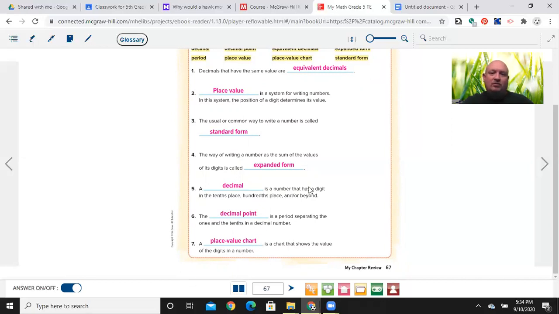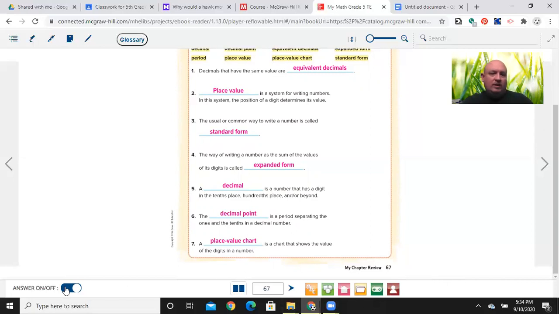And number 7, a place value chart is a chart that shows the value of the digits in a number. Much of this vocabulary will be on the test when I write it this week, and it's important that you know them. If you need to review this a few times, pause the video, and then go ahead and write them down or make flashcards. Maybe create a Quizlet for it.